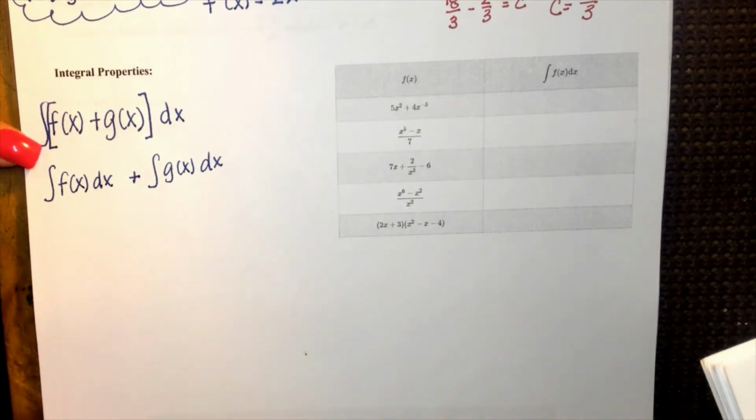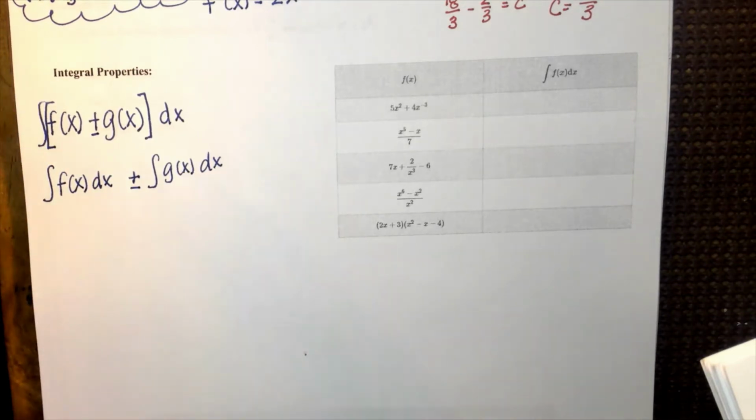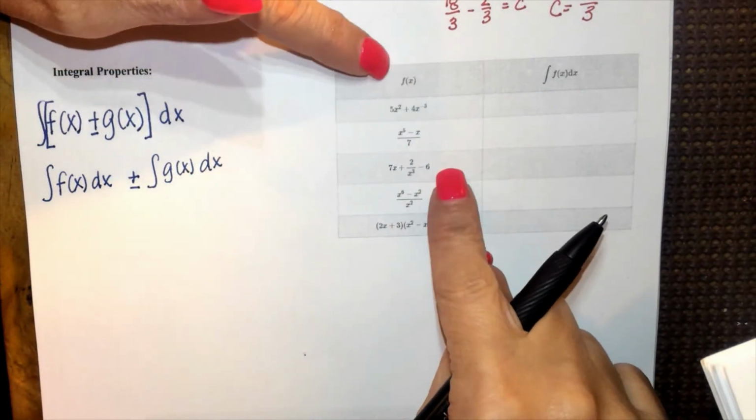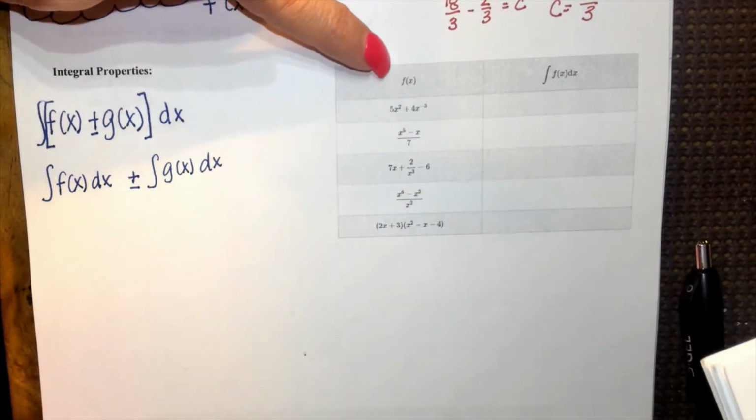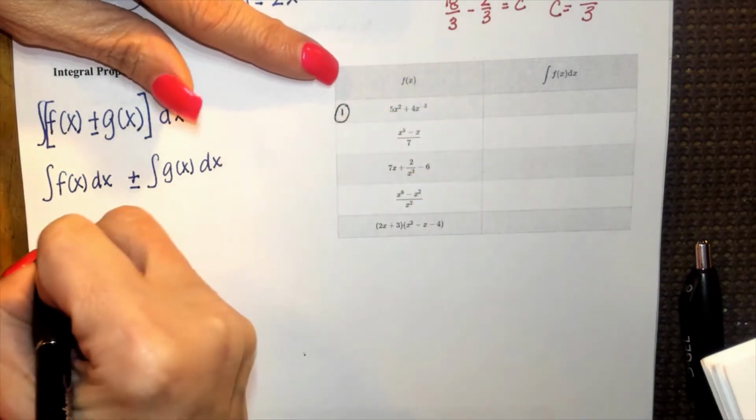Now, this goes for addition or subtraction, so I'm just going to put my plus or minus underneath there. All right? That is really the only one that we're going to use. So that's the only one I really want to go over. And so let's take some of these examples and actually look at them. So I'm going to call this example 1.